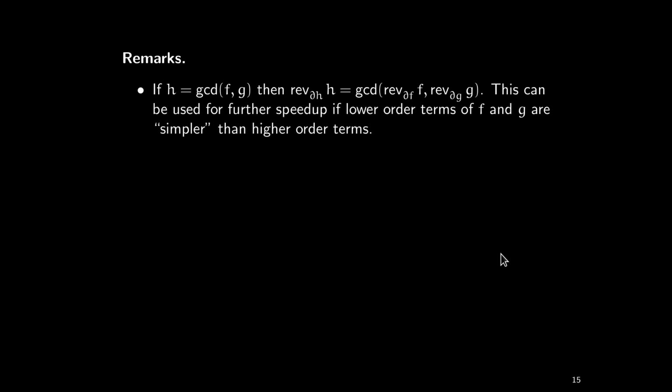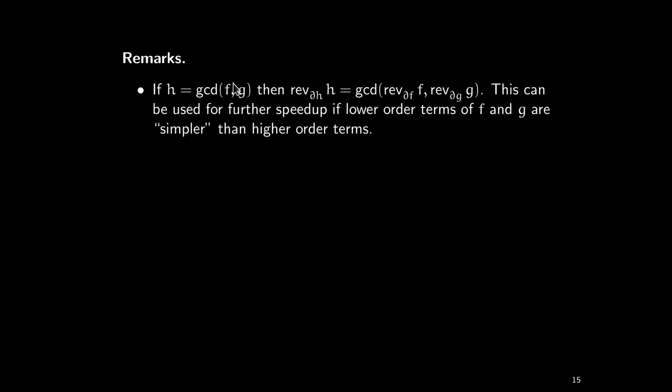Here's another fun fact. You maybe remember that we had this operation of reversing coefficients. We needed this in the context of fast division. So this ref just takes the polynomial and puts it upside down. And there's a fun fact that says that if h is the GCD of f and g, then the reversal of h is the GCD of the reversals of f and g. And depending on how circumstances are, it may be that this here is easier to compute than this one.